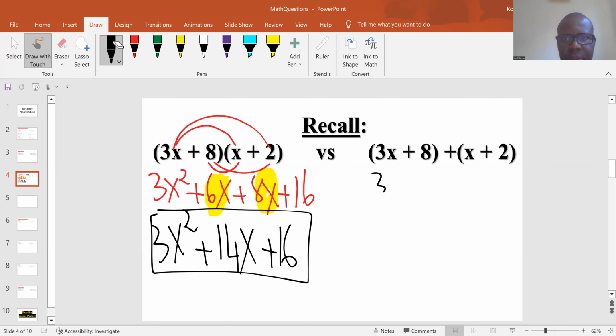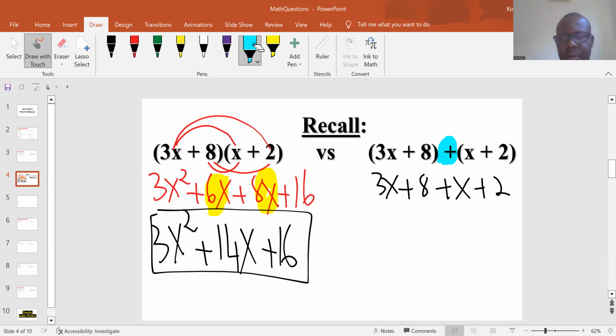Remove parentheses here, we're going to have 3x plus 8 plus x plus 2. In case you have a negative sign in the middle of the two polynomials, like we're subtracting, that negative sign will affect the sign of x plus 2 inside the parentheses. There is a video about addition and subtraction of polynomials, so there are some examples there you can see.